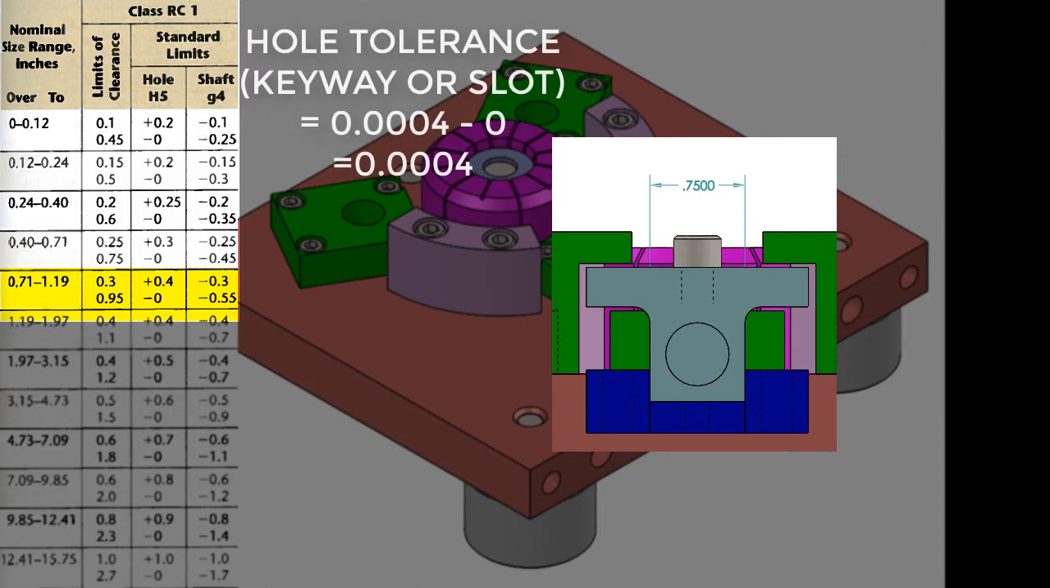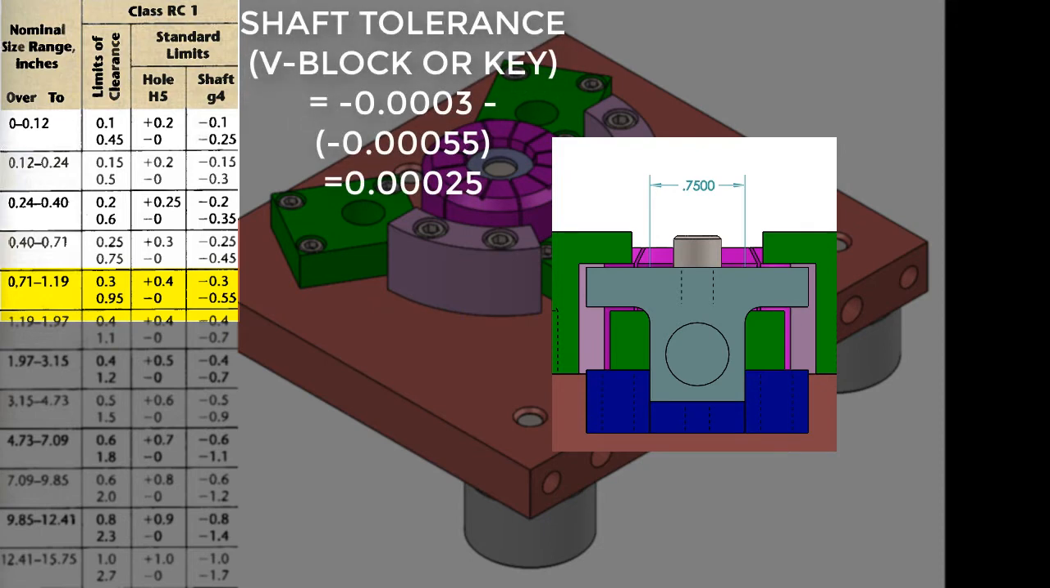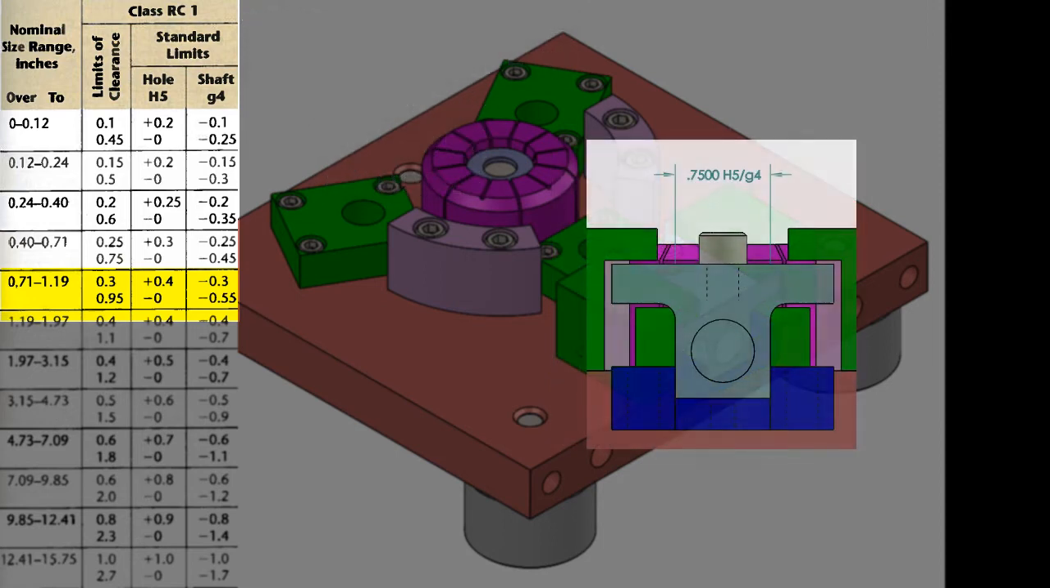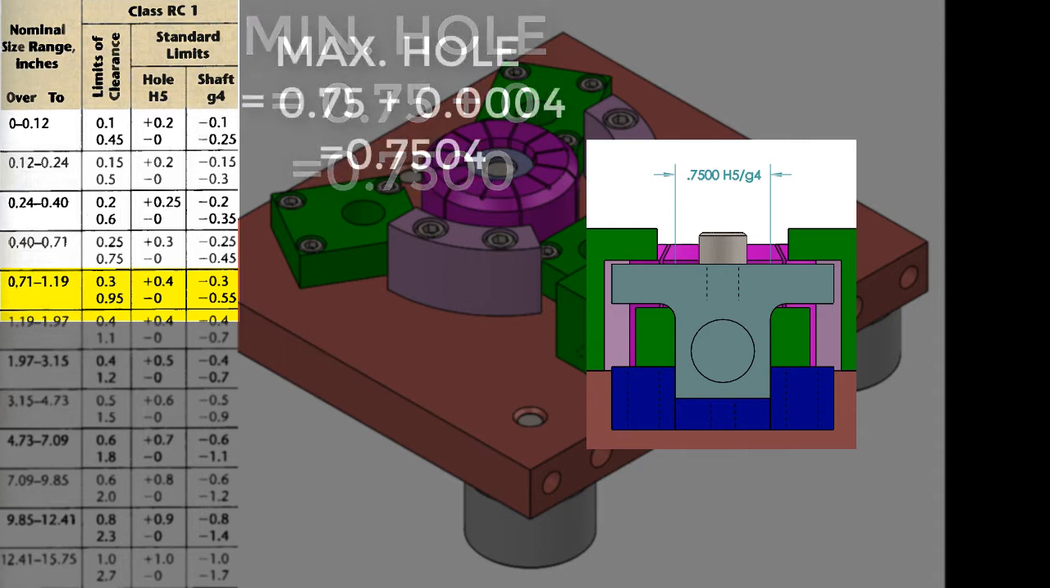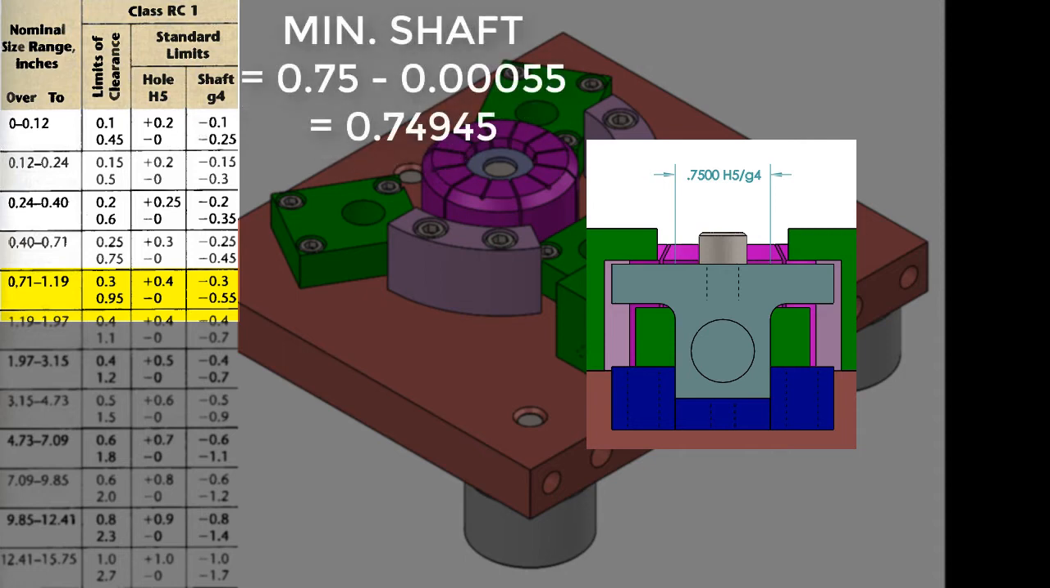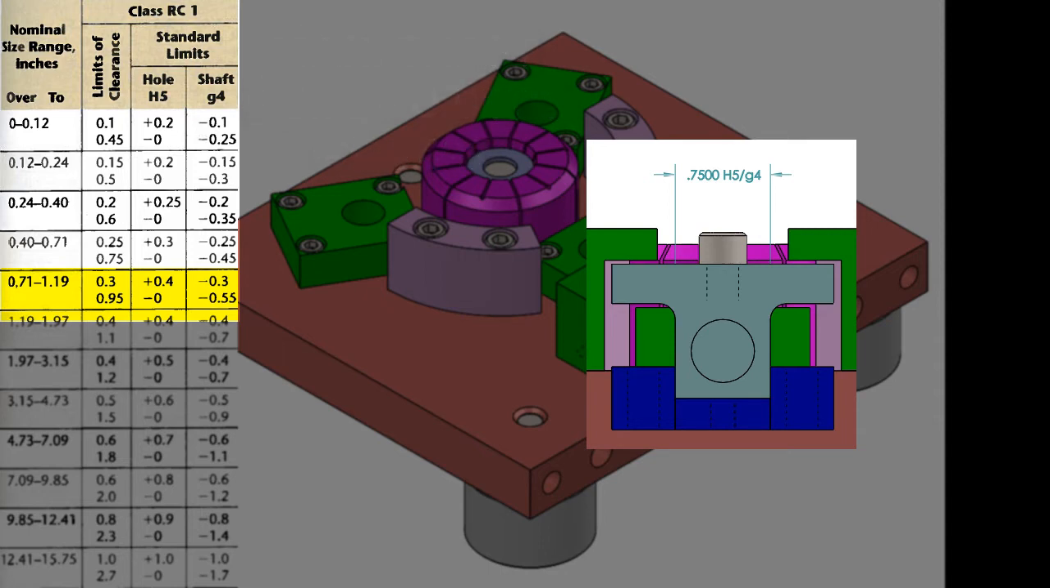Therefore, the hole's tolerance is the difference between 0 and 0.0004, or 4/10,000ths of an inch. The shaft tolerance is the difference between negative 0.0003 and negative 0.00055, or 0.00025 inch. Now that I know the tolerance, I know the minimum allowable hole size would be 0.7500, the maximum would be 0.7504, the minimum shaft size would be 0.74945, and the maximum shaft would be 0.7497 inch.